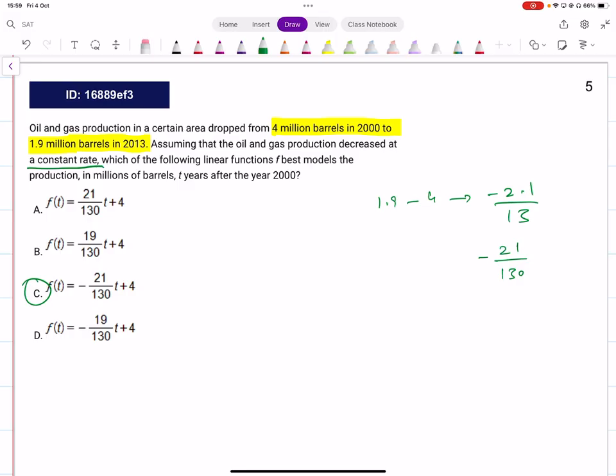Is that okay? The starting point was the same, 4, in all of them. So that was not something that we could differentiate on. The gradient is minus 21 over 130.